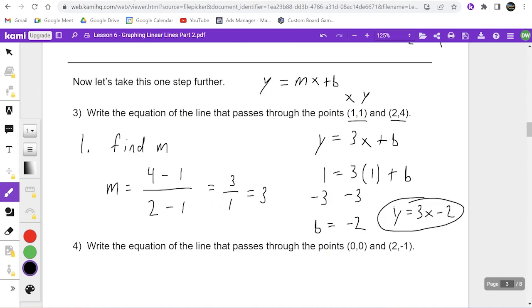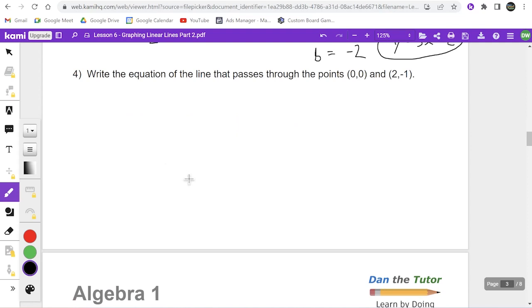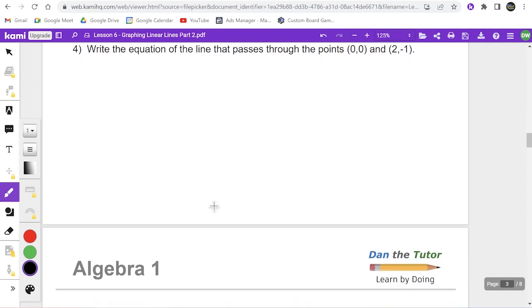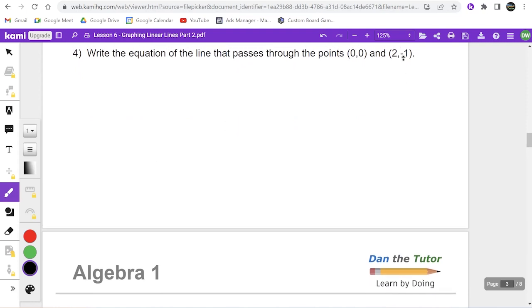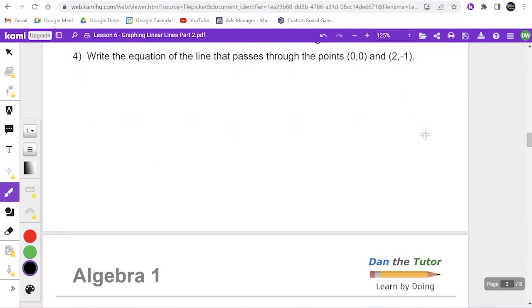Okay, now we're going to move on to number 4. Why don't you try number 4 on your own? We need the equation of the line that passes through 0, 0, and 2 comma negative 1. You can unpause the video. Would anyone like to tell me how you solve this?